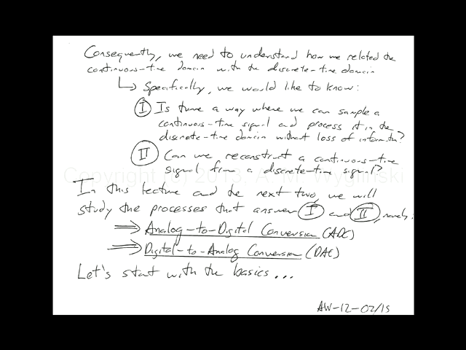I want as much information as is needed to accurately represent that continuous time waveform in my discrete time world so I can process it. The second question is actually much more important if you want to spit out an analog or continuous time waveform from a digital world: how can I reconstruct a continuous time signal from that discrete time signal? And so that's where the D to A and the A to D, the analog digital, digital analog converters come in.